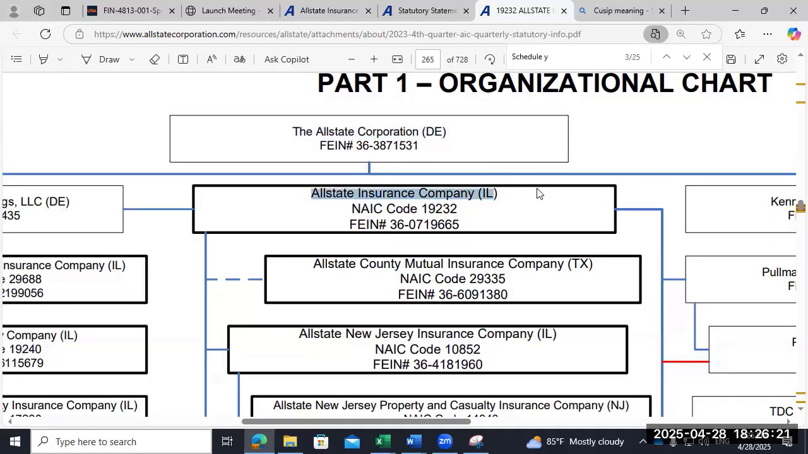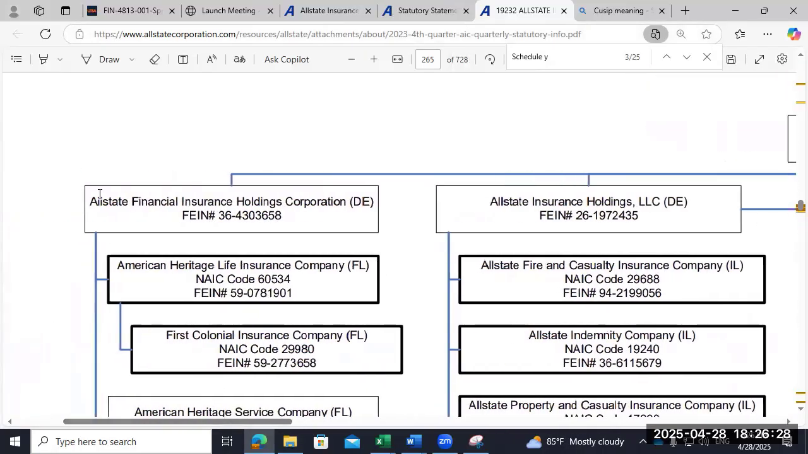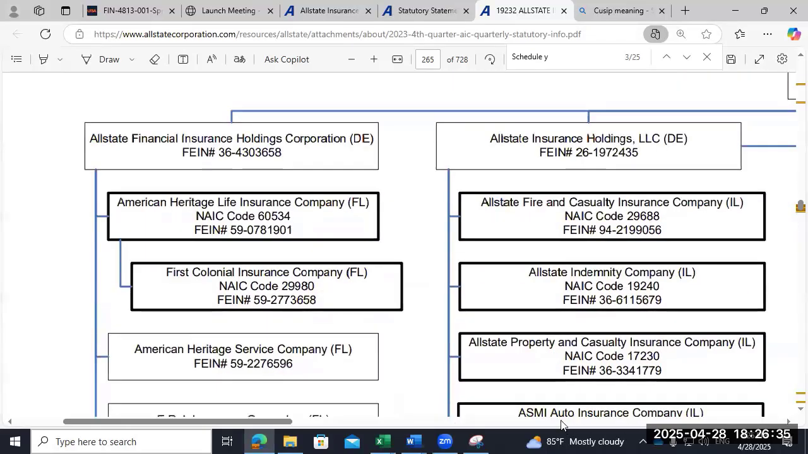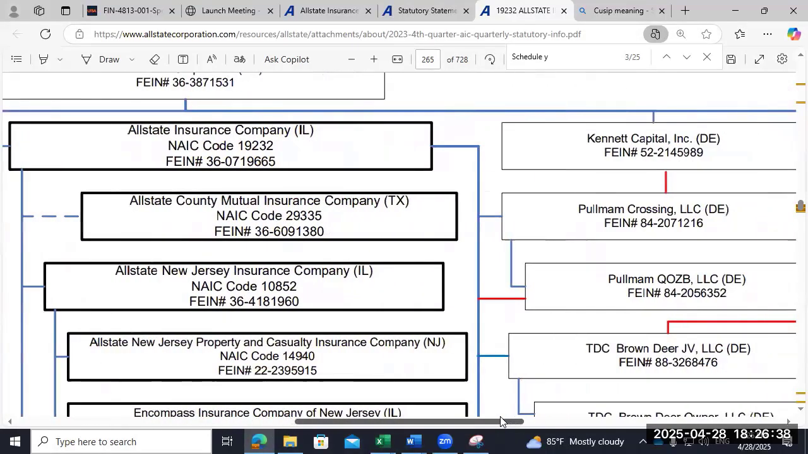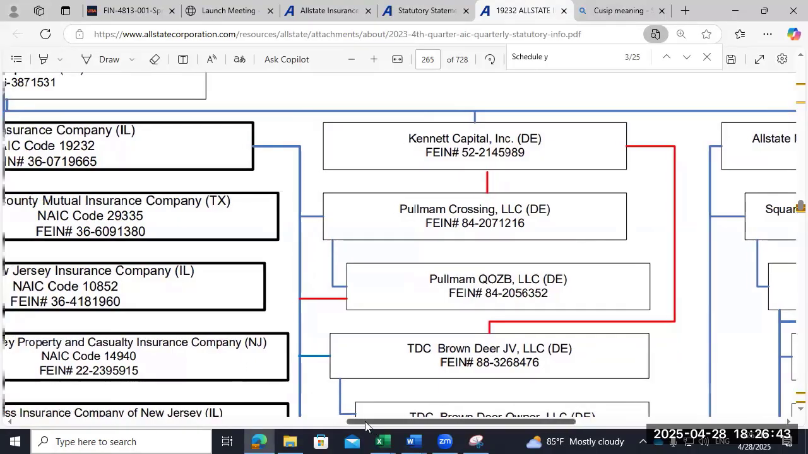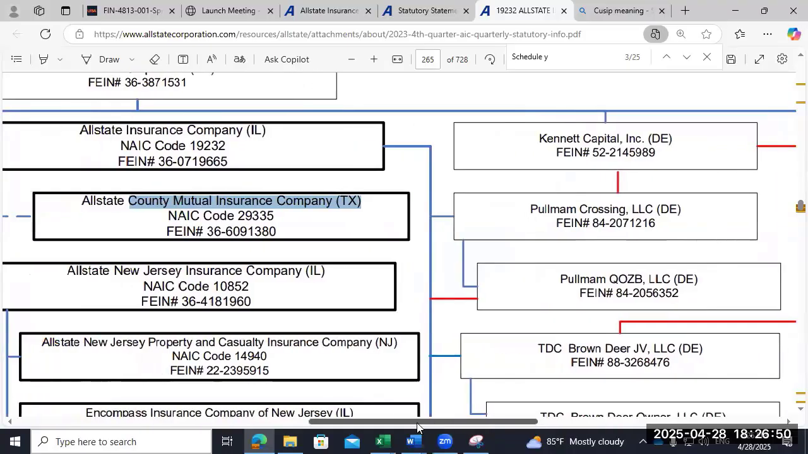Here's Allstate Insurance Company, Allstate Insurance Holdings, Allstate Financial Insurance Holding Corporation holds its life insurance companies. Here's all its property and casualty companies. You have specific state companies. So here, what do we talk about with Texas? There's a County Mutual of Texas. Why? Because they want to charge higher rates than the state allows them, and that way they get around that regulation.